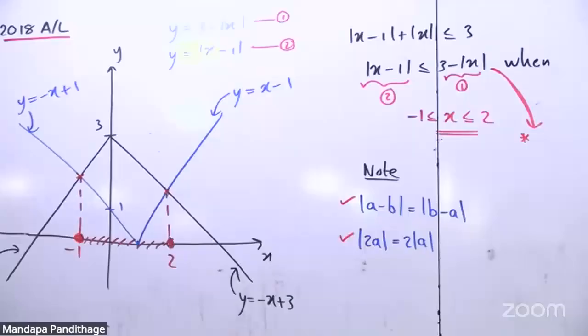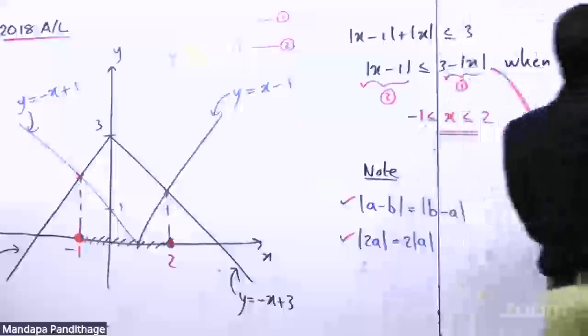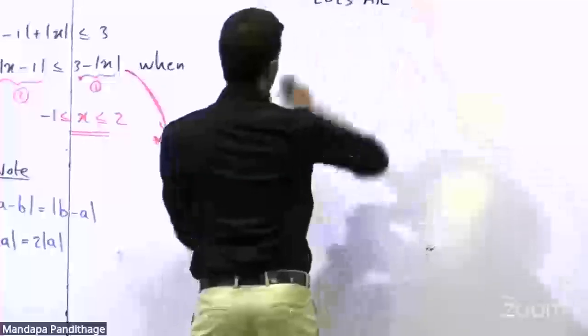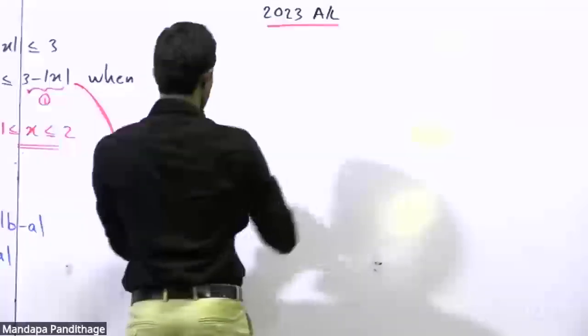So first, they have given clear instructions to draw these two. y equals half modulus x plus 1 and modulus 2x minus 1. 2023 A levels. So what are the two graphs that you are supposed to sketch?